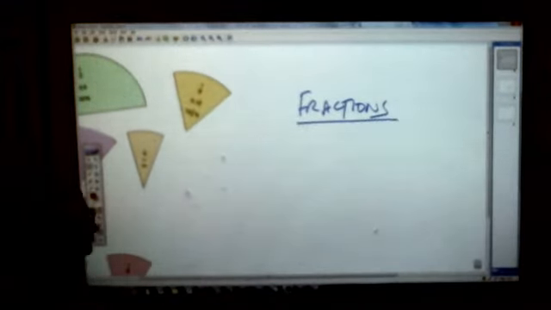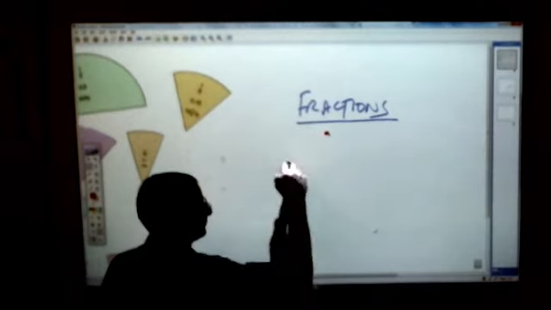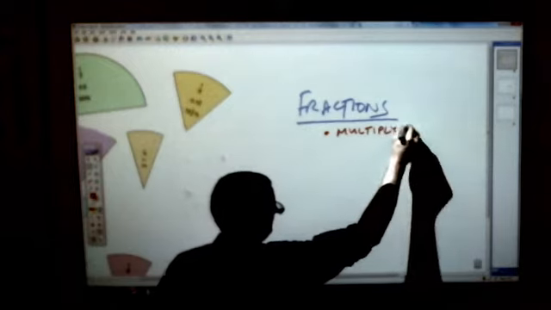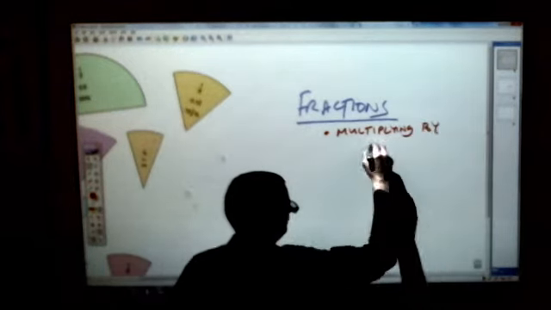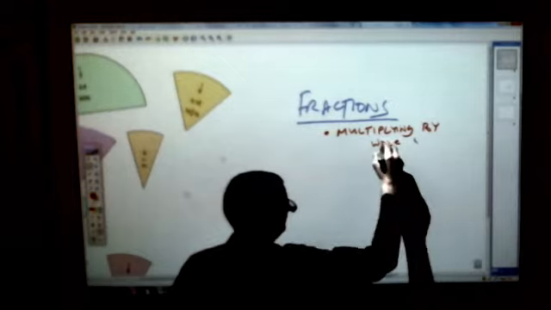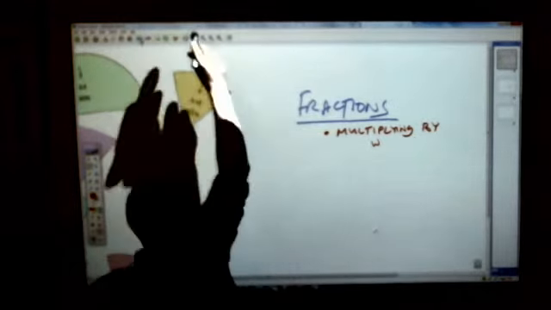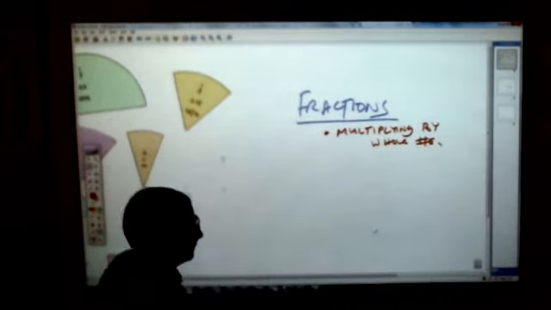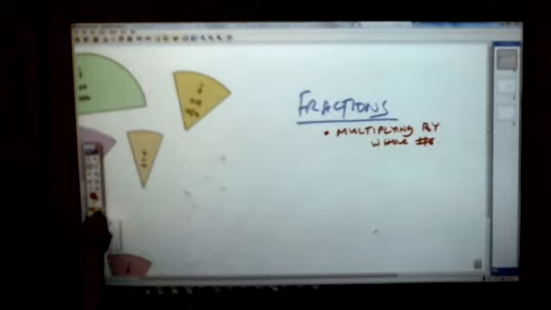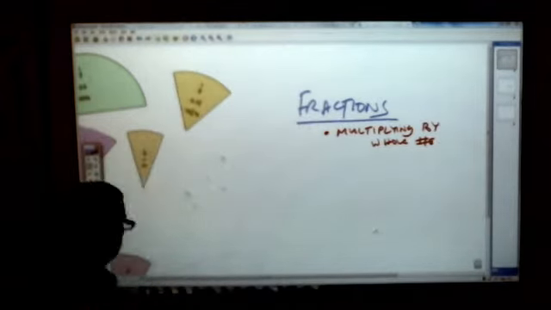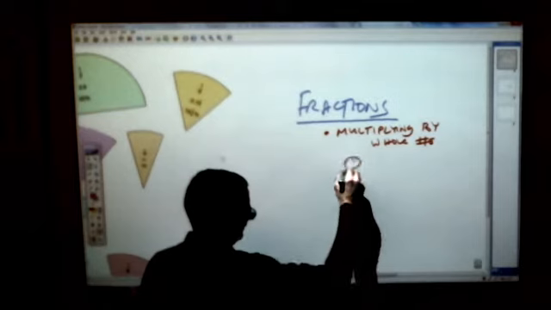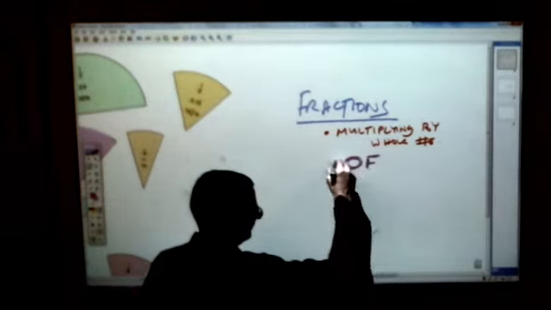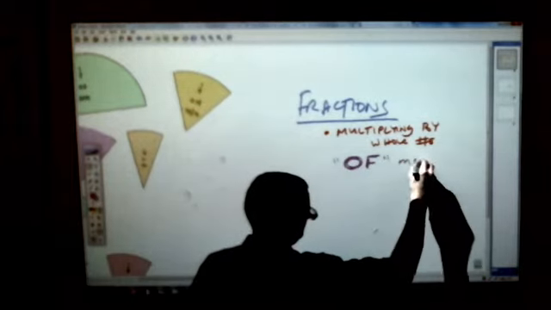And the little subheading under fractions, because I know you've got gobs of notes under fractions, is multiplying by whole numbers. Whole numbers. And again, let me tell you for the 16th or 17th time, anytime in math, just keep this in mind, if you see the word "of" in math, it means multiply.